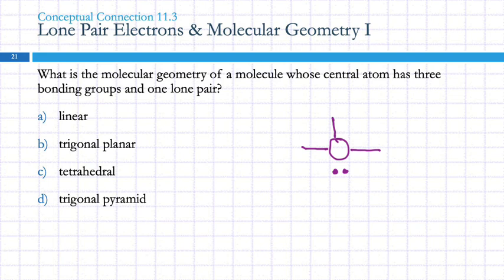So 4 electron groups, right? What do 4 balloons do? They make a tetrahedron, right? And then one of those balloons is invisible. So what do we call the molecule? Trigonal pyramid. Yeah. So that's this guy. 3 bonding pairs, 1 lone pair. It's trigonal, but it's not flat. If there was no lone pair here, it would be trigonal planar.